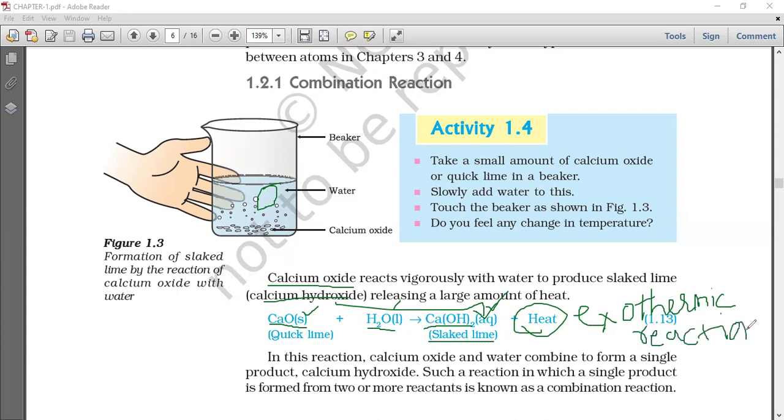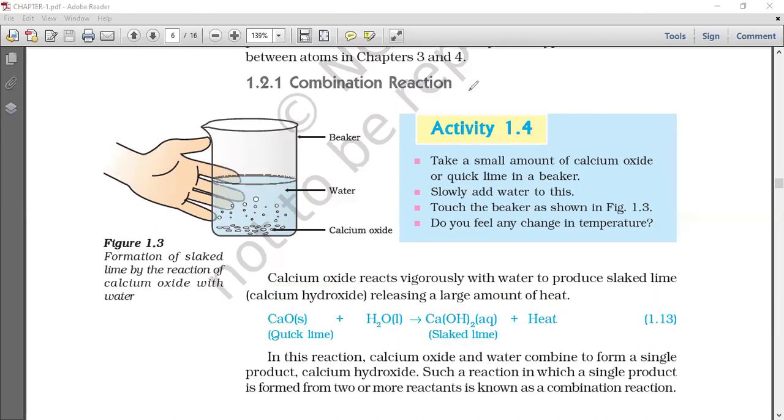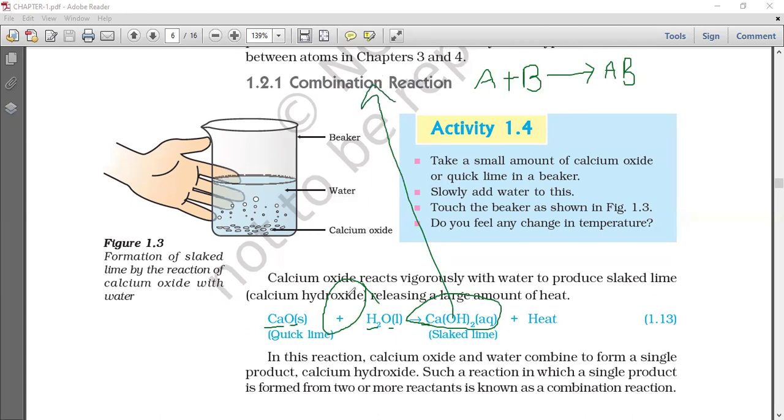Now if you carefully observe, we are talking about combination reactions. What is the definition? When two or more elements or compounds combine to give a single product. Here, calcium oxide is a compound, and water is another. They combine with each other, and finally we get only one product, called calcium hydroxide. So this is an example of a combination reaction.